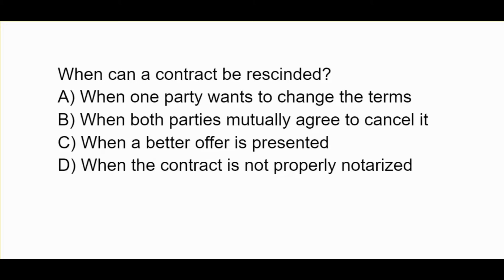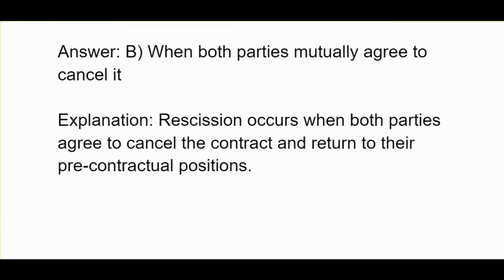When can a contract be rescinded? A, when one party wants to change the terms. B, when both parties mutually agree to cancel it. C, when a better offer is presented. D, when the contract is not properly notarized. B, when both parties mutually agree to cancel it. Rescission occurs when both parties agree to cancel the contract and return to their pre-contractual positions.